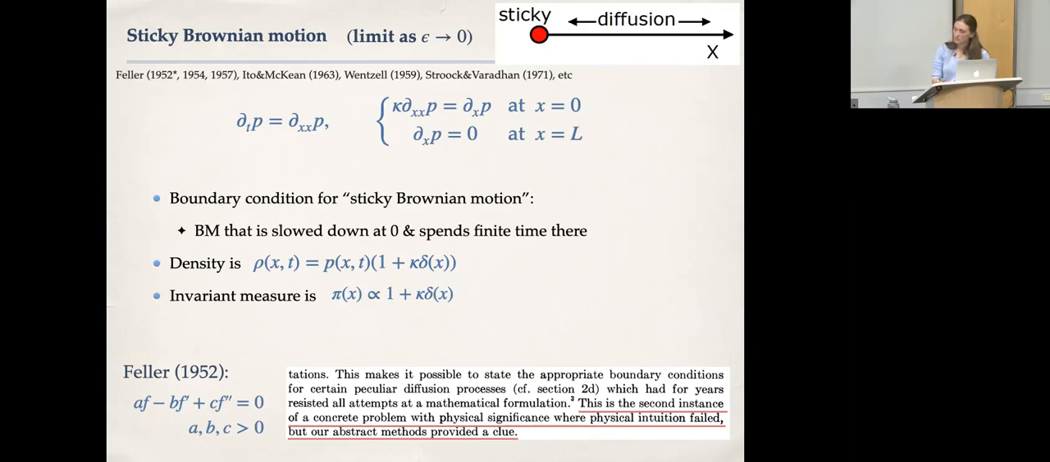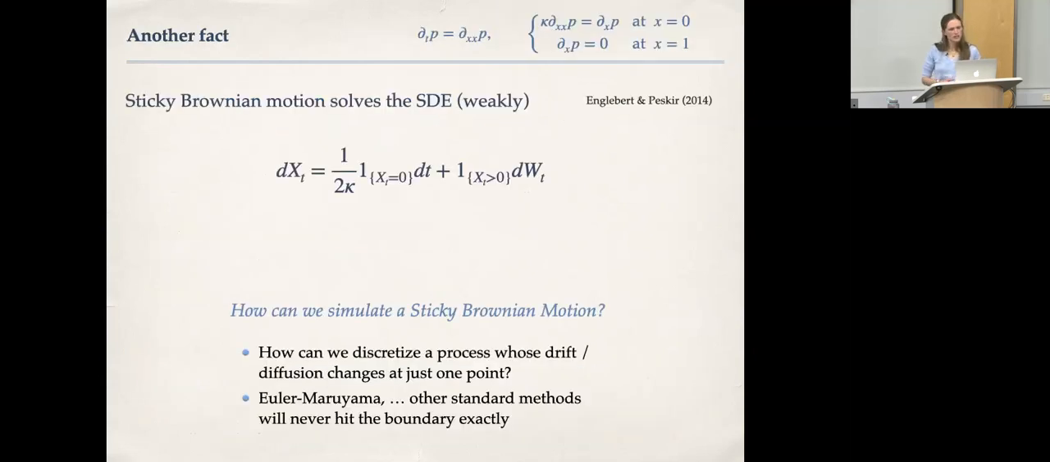OK, so we would like to simulate sticky Brownian motion. And here's another cute fact about it. It solves the following stochastic differential equation. There's a force exactly at 0, but otherwise there's no force. And then away from 0, it's just Brownian motion. It evolves as Brownian motion. So this is really weird, because how can we possibly simulate a process that has a force only at one point? It kind of seems like we've made the problem worse when we're trying to make it better.